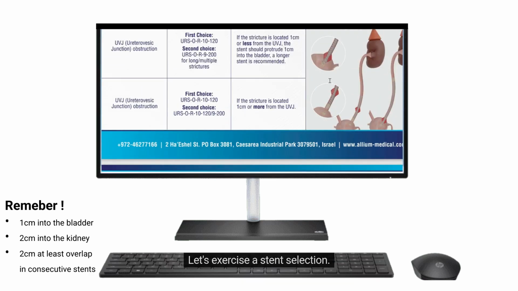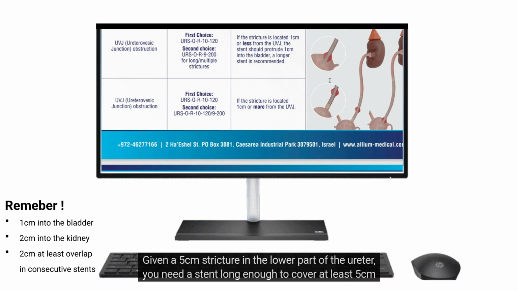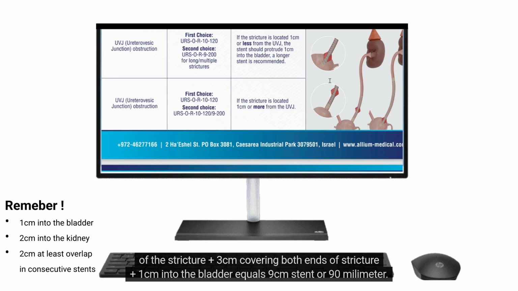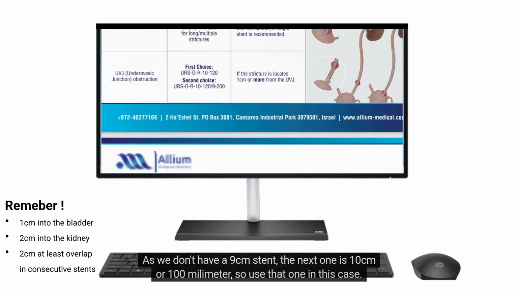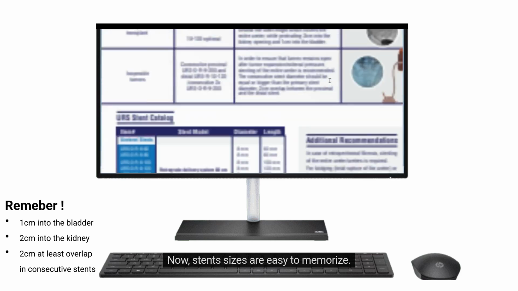Let's exercise a stent selection. Given a 5 cm stricture in the lower part of the ureter, you need a stent long enough to cover at least 5 cm of the stricture, plus 3 cm covering both ends of the stricture, plus 1 cm into the bladder, equals a 9 cm stent or 90mm. As we don't have a 9 cm stent, the next one is 10 cm or 100mm, so use that one in this case.